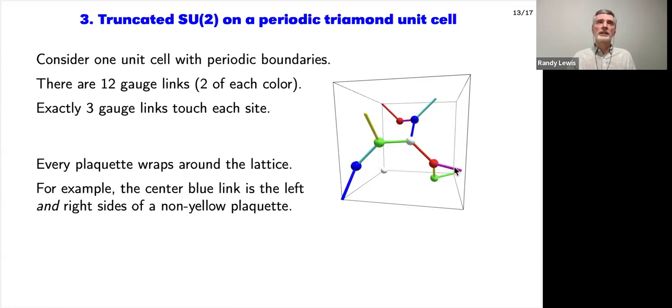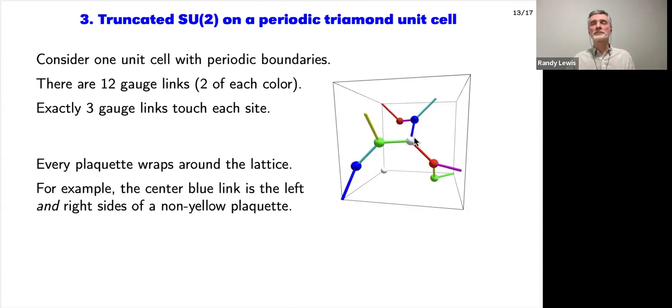And notice that this plaquette is a non-yellow plaquette because nowhere are we touching a yellow gauge link in this path. Interestingly, though, it touches this blue link twice. We have such a small lattice that this blue link is actually the leftmost link in the plaquette, and it's also the rightmost link in the plaquette.